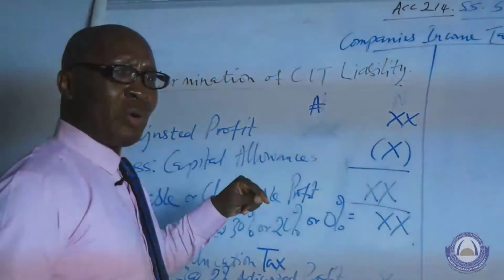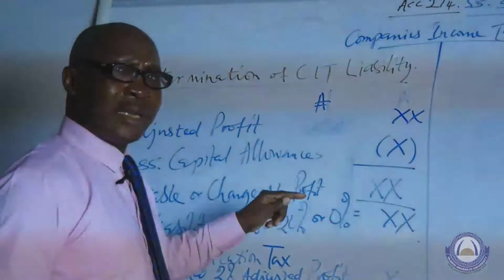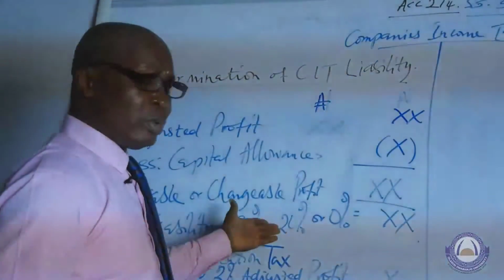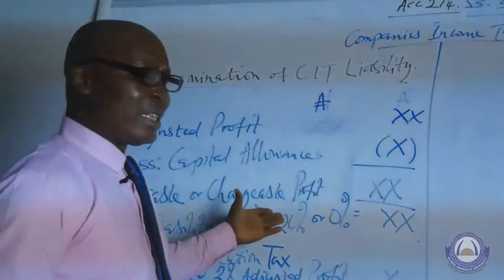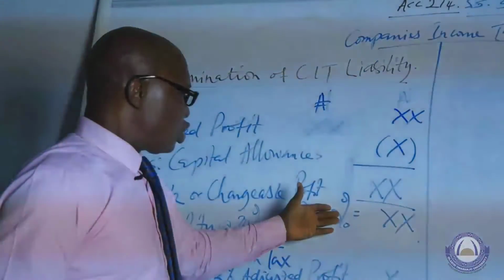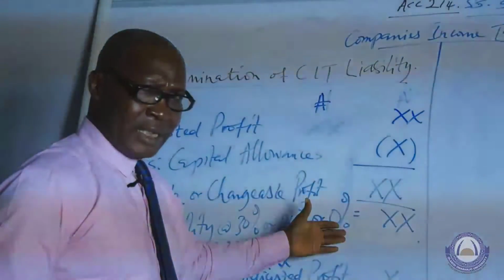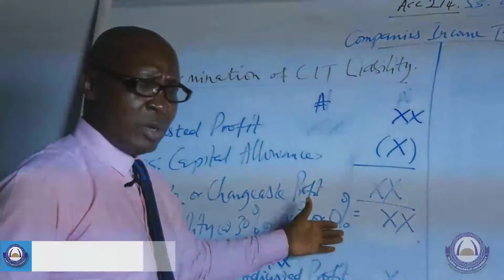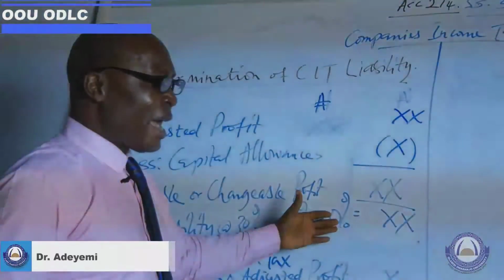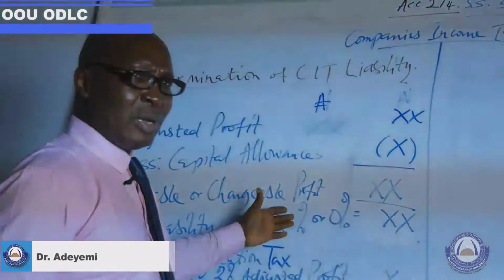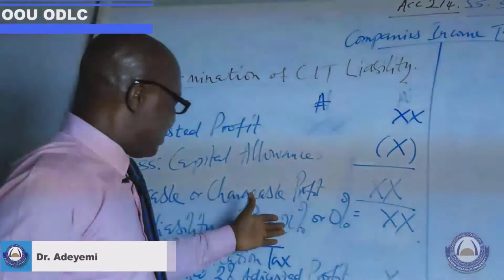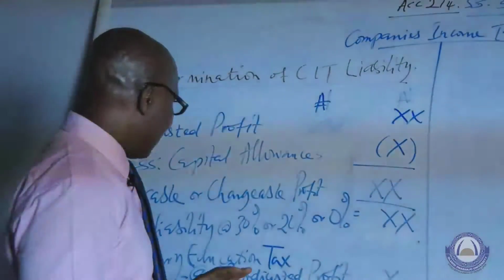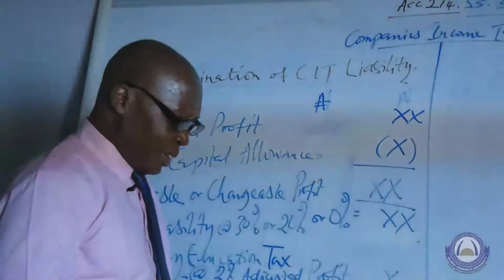But from 2020, based on the 2019 Finance Act, we now have 3 levels or 3 layers of assessment. Small companies will pay 0%, and those are the companies that have total revenue of less than 25 million. Those that have 25 million and above, up to 100 million, pay 20%, and anything above that, we pay 30% of their chargeable profit as tax liability.